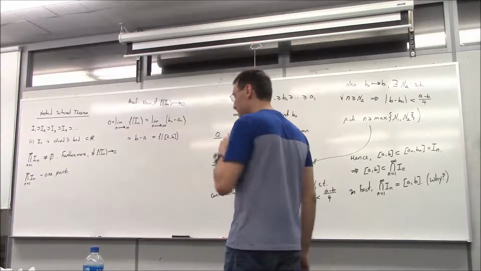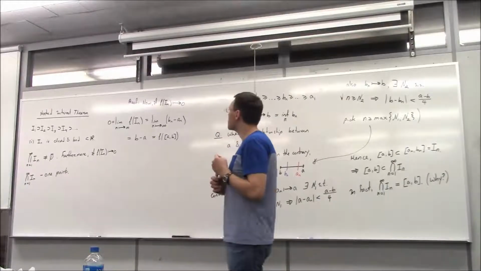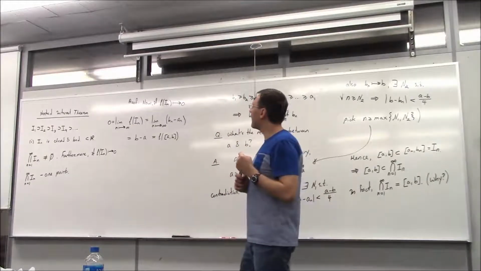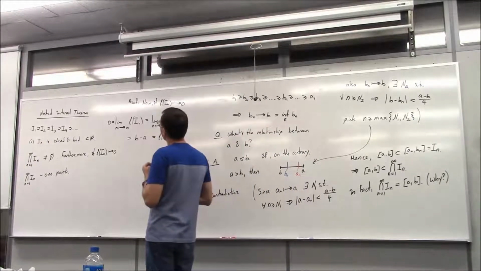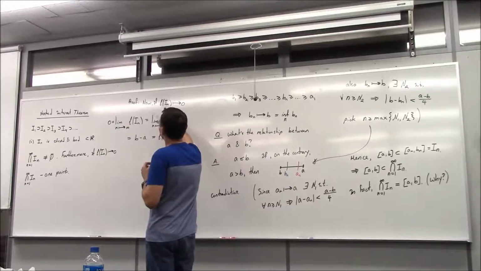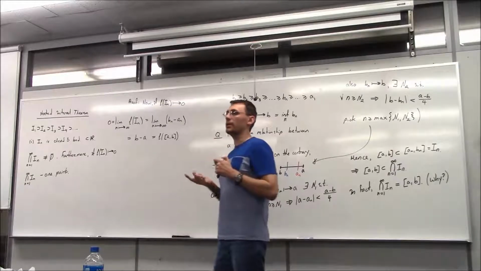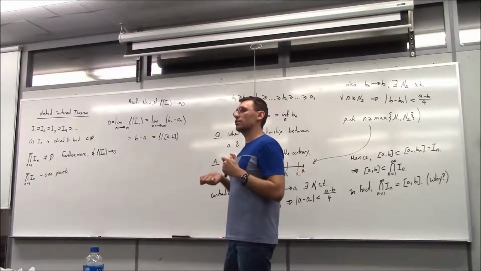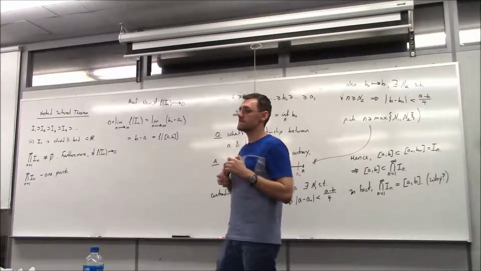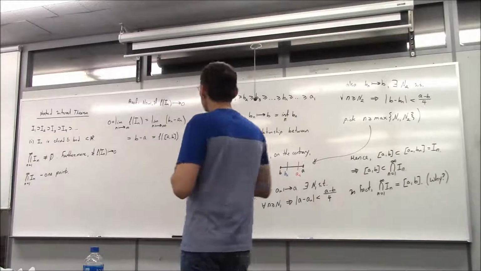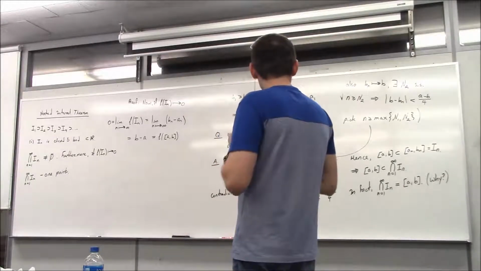Yep. So you prove both ways, right? So it's like "if and only if." You want to prove that, suppose the intersection is 1 point, that it means the intervals go to 0. That's what you're asking, right? So is that what you just proved earlier, right before this? What did you prove right before this?